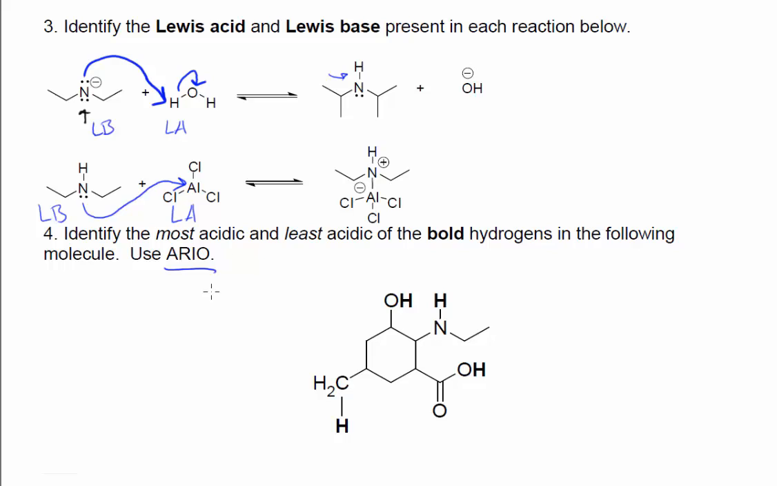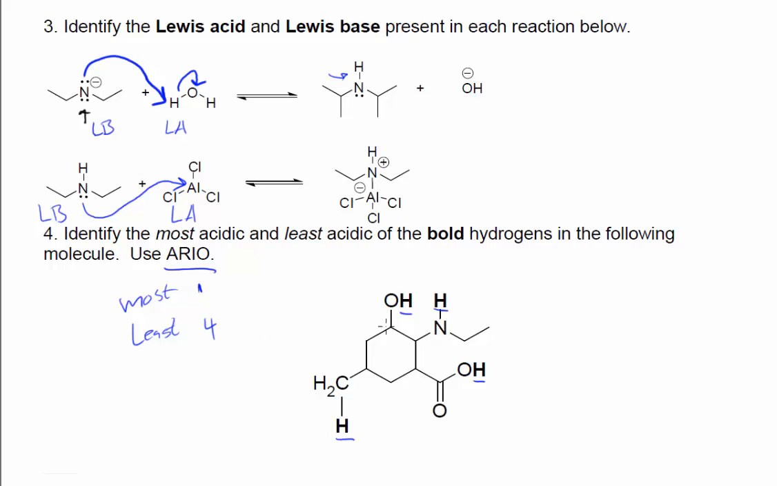Number 4, we're asked to use ARIO to identify the most acidic and the least acidic of the bold hydrogens here. And so we have 4 of them. Here we'll underline them in case you didn't find them. And we're asked to use ARIO to identify them. So we just need to identify 2, most and least. And we can probably put them all in order. So let's call most 1, least 4, and we'll put the other ones in order as well, as long as we're working on this exercise.